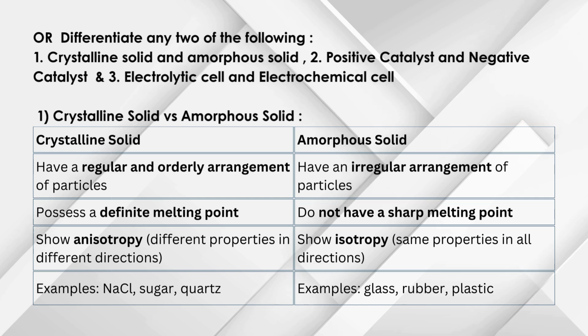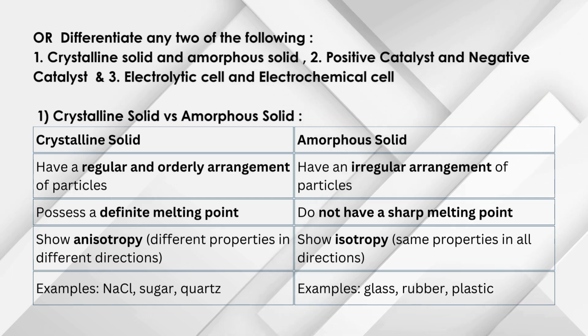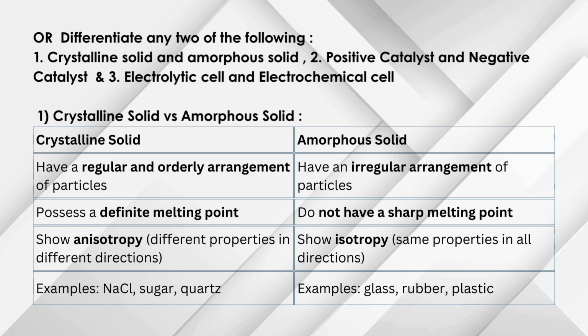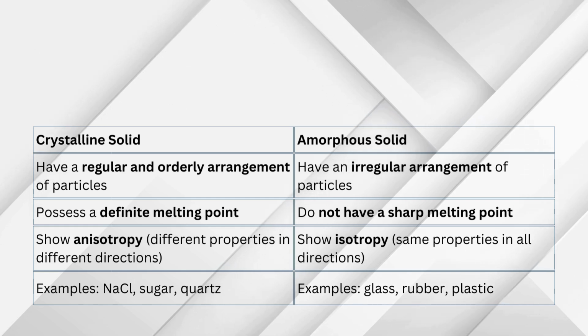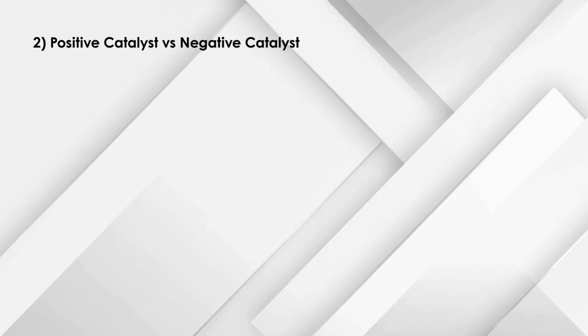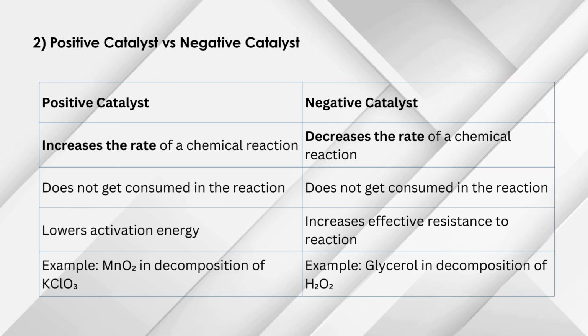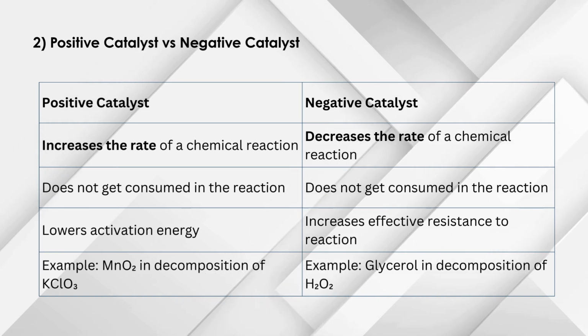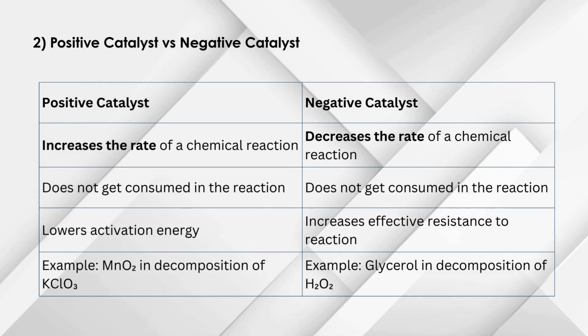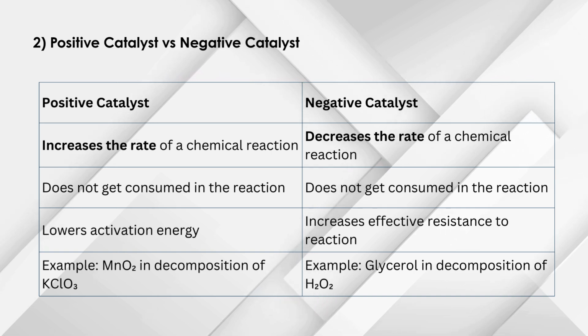Number 4. Examples of crystalline solids: sodium chloride, sugar, quartz. Examples of amorphous solids: glass, rubber, plastic. 2. Positive catalyst versus negative catalyst. Number 1. A positive catalyst increases the rate of a chemical reaction; a negative catalyst decreases the rate of a chemical reaction. Number 2. Neither gets consumed in the reaction. Number 3. A positive catalyst lowers activation energy; a negative catalyst increases effective resistance to reaction.